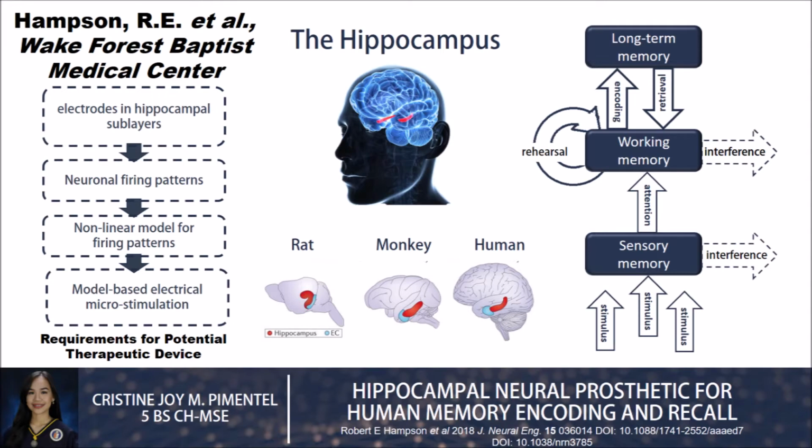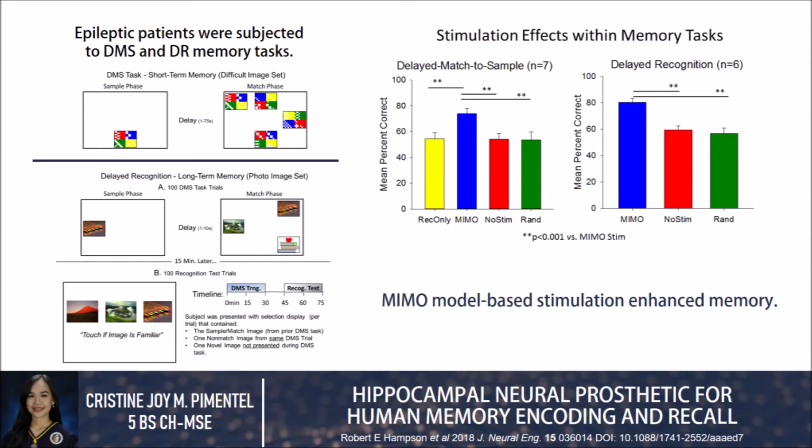This study has gone for years now, where the team started with rats, then monkeys, and now with humans. In this study, subjects underwent a delayed match to sample, a human short-term memory task. This assessed how well a participant recalls an image previously seen after 1 to 70 seconds of delay. Another task is called delayed response, which measures long-term memory, wherein 100 DMS trials were utilized.